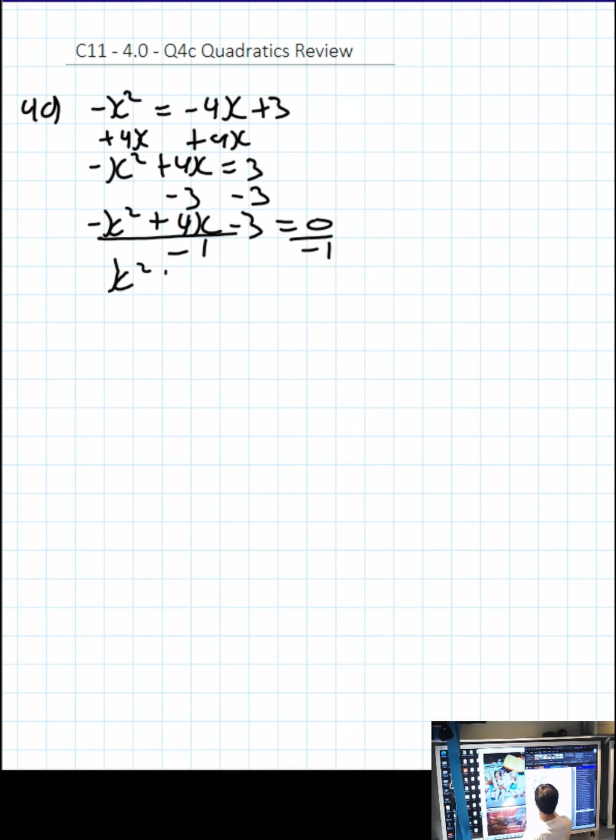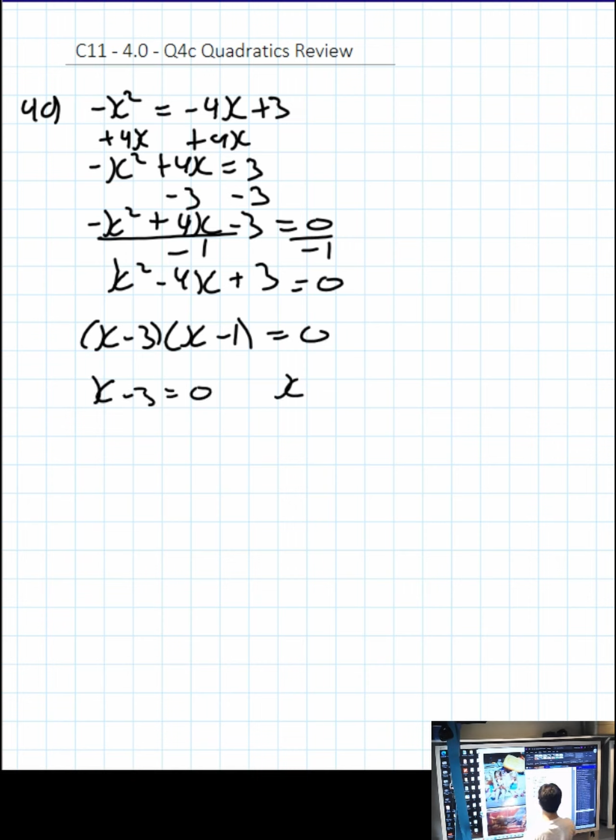Good, and we'll have x squared minus 4x plus 3 equals 0. Two numbers that multiply to get 3 and add to get negative 4 are negative 3 and negative 1, so we can factor it to be (x minus 3)(x minus 1) equals 0. We can set our factors equal to 0 separately. X minus 3 equals 0, and x minus 1 equals 0. And we can add 3 to both sides, x equals 3. And we can add 1 to both sides, x equals 1. And we have our x-intercepts at 3 and 1, or solutions to the problem. Remember, solutions if it's equal to 0, or x-intercepts if it's y equals, all the same.